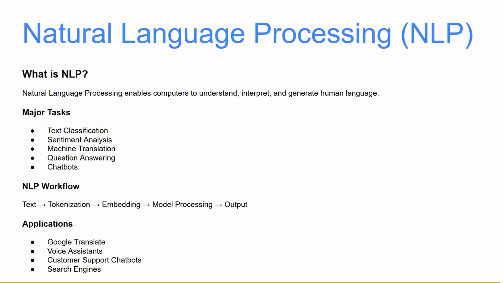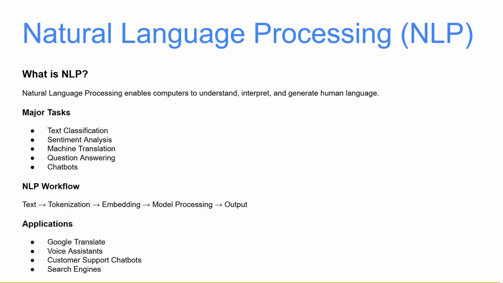Now machines can understand the context, sentiment, intent. For example, understanding the difference between the bank of a river and a bank account, right? This is the advancement of deep learning in machine learning. So in simple terms, what is NLP? NLP is like a subset of deep learning. It enables the computer to understand, interpret, and generate human language.